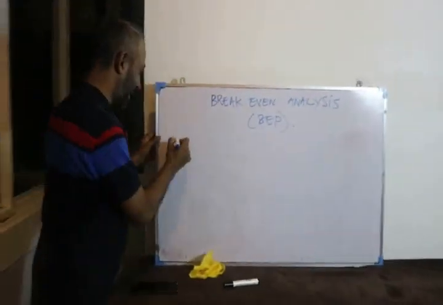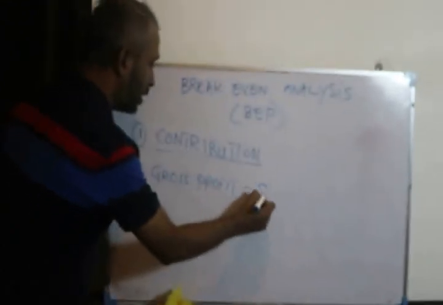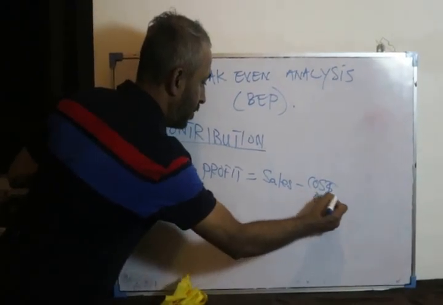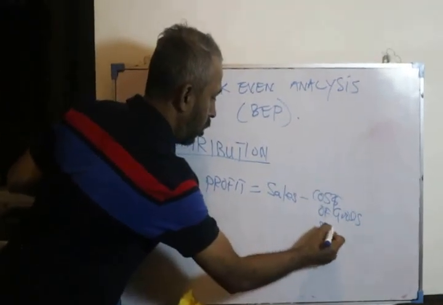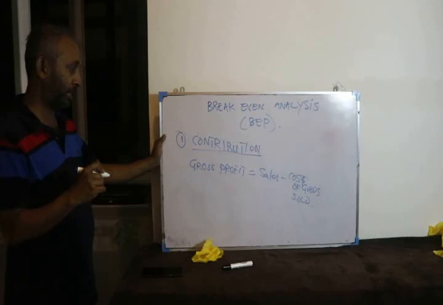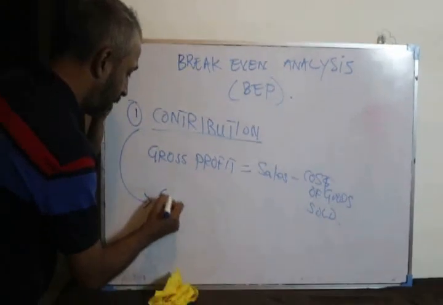The very first concept is the term contribution. A very important term. From a basic accounting point of view, we all know what is the meaning of gross profit. The gross profit is equal to sales minus cost of goods sold. This is from a basic accounting point of view. If I reverse this to a cost accounting point of view, that is what exactly we mean by contribution.